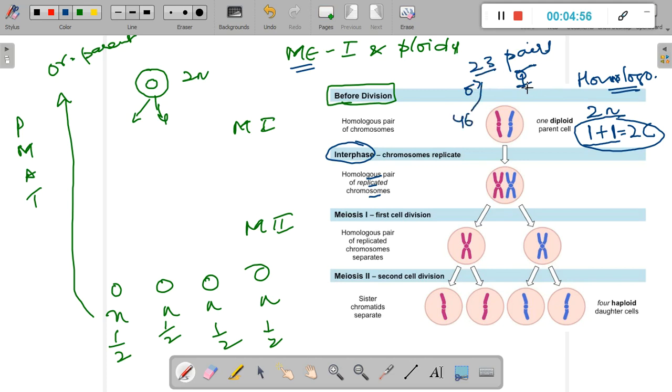23 from the father will become 46 from the father, and 23 from the mother will become 46 from the mother. So this is what we are shown. To simplify it, we are just using one of the chromosomes. So now what do we have? This is a homologous chromosome.